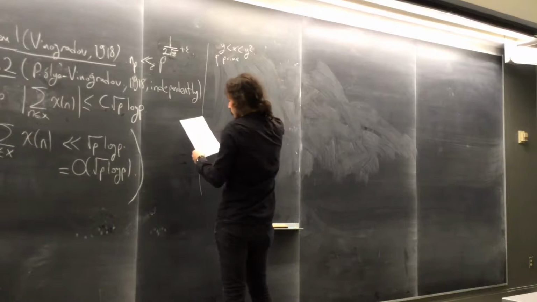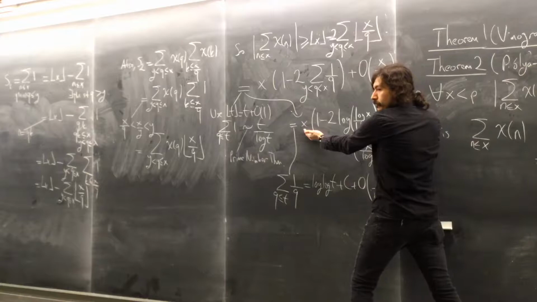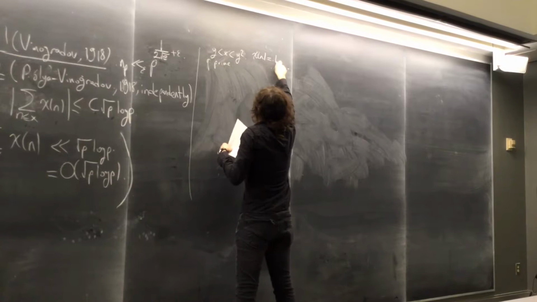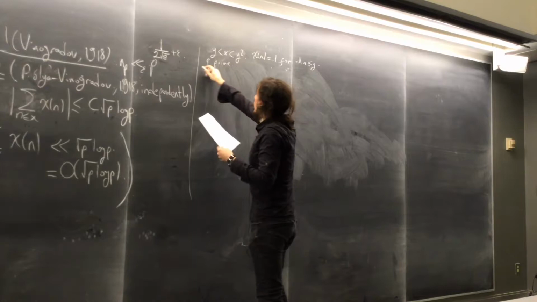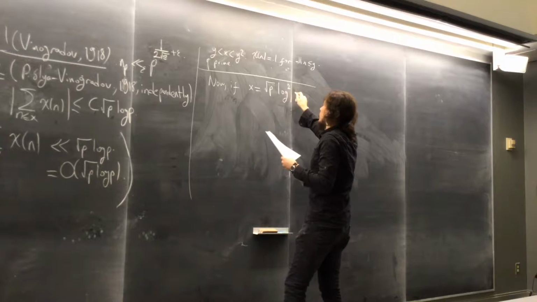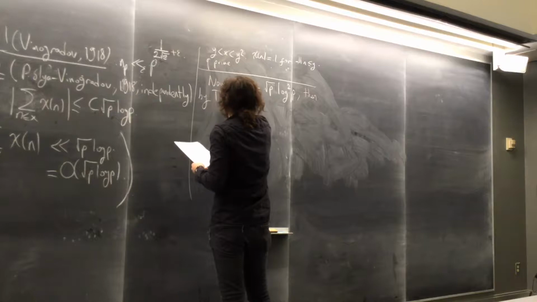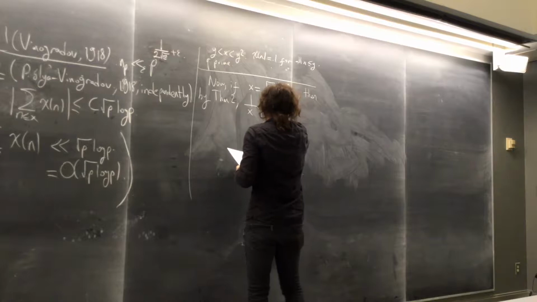So what are all these things? This partial sum of this function up to x is at least this quantity plus an error. Good. And we assume that chi(n) is equal to 1 for all n less than 1. Now, if x is equal to square root of p times log squared p, this square will be important in a minute. If this is this, then by Theorem 2, we have 1 over x times this partial sum up to x is at most 1 over log p.